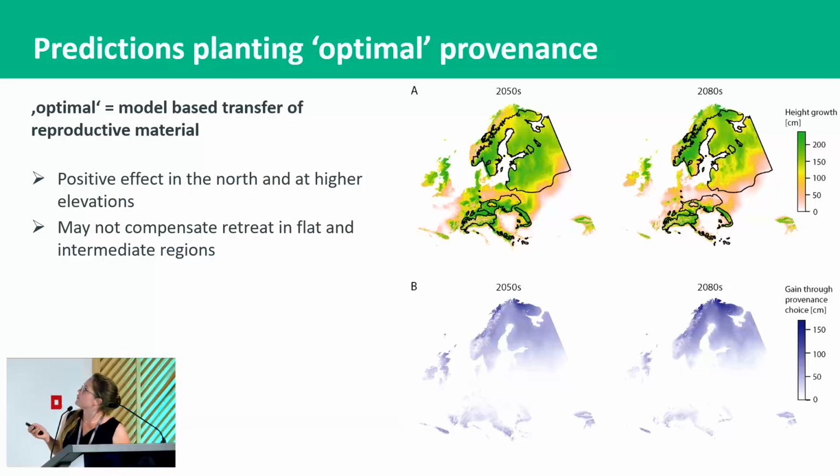So here, this blue graph. And here you see, I hope you still can see it, that especially at the northern latitudes and also here in the south, there appears to be potential to increase growth by transferring provenances, but on the other hand, a provenance transfer may not compensate the retreat in flat and intermediate regions. So here, according to our model, we cannot really help by using other provenances.